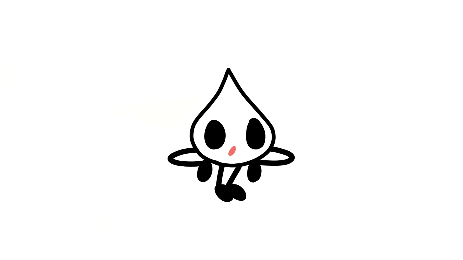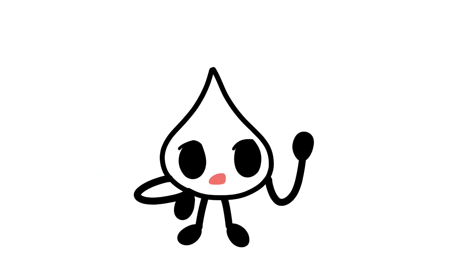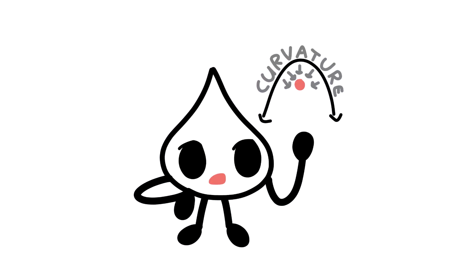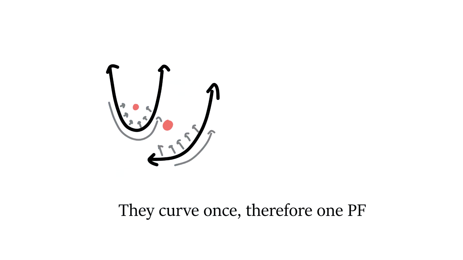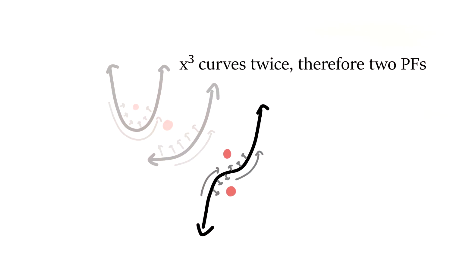Now, throughout this series, you may have an intuition that a pseudo-focus exists when there is some sort of curvature. Generally speaking, x squared and e to the x seem to curve only once, therefore they have one pseudo-focus. X cubed seems to curve twice, therefore it has two. X to the fourth may seem kind of troubling with one curve and two PFs, but forget that for now.